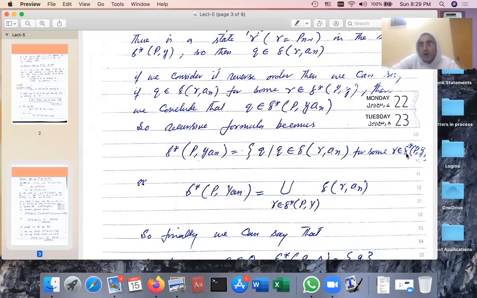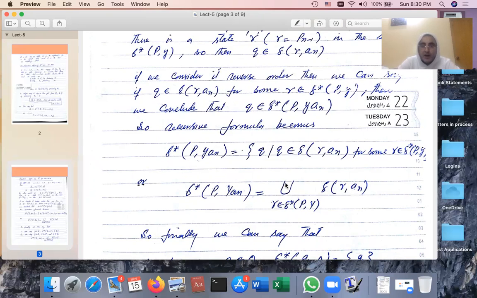For some r, r belongs to delta star of p comma y. P is the initial state, y is the string containing a1, a2, and so on, up to an minus 1. That is something we have already studied in previous steps. So now this is the recursive formula for reaching state q. Or I can also rewrite this equation as delta star of p comma yn, in union form. So delta of r is the previous state, and after applying an, I will definitely reach q.